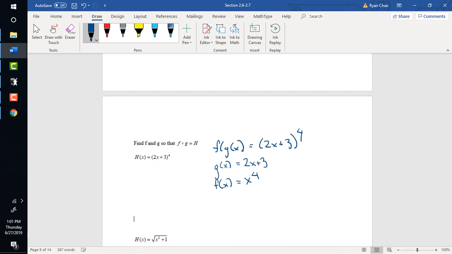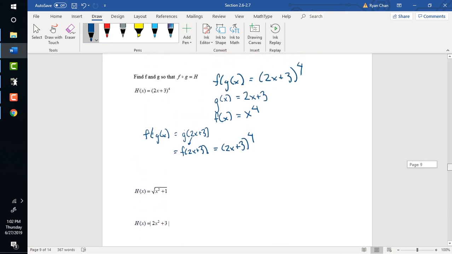So when I do the composite of both of these, watch what happens. I have f of g of x that equals, g of x is 2x plus 3. So I'm going to plug this in. I have 2x plus 3, and then I replace x with 2x plus 3, and that is actually what we just get here. And that's it.